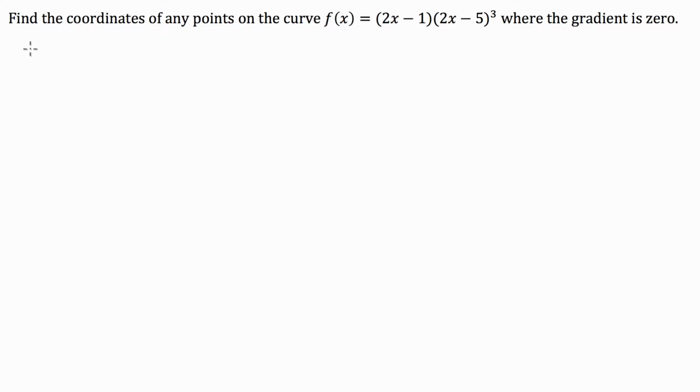Okay, we've been asked to find some points on this curve where the gradient of the function is 0. So what we're going to have to do first is take the derivative of the function. Now the derivative here is going to be a little bit tricky because we're going to be using the product rule because we have two sort of individual functions.